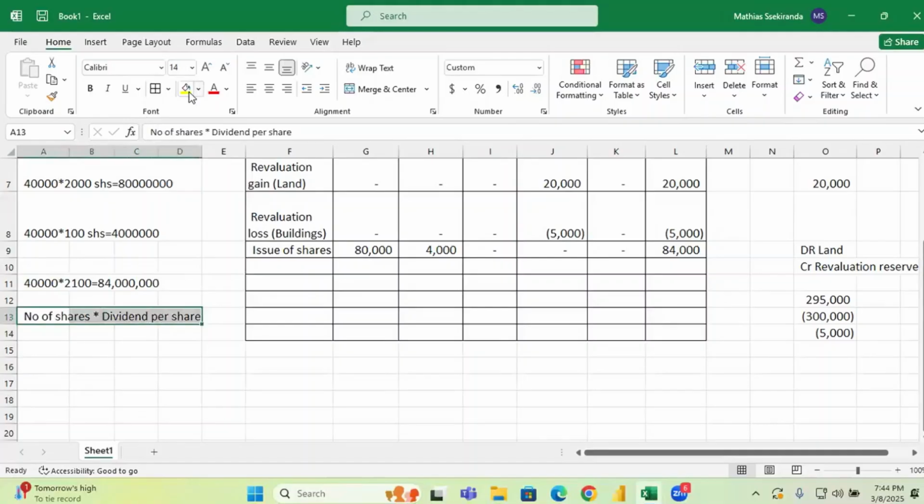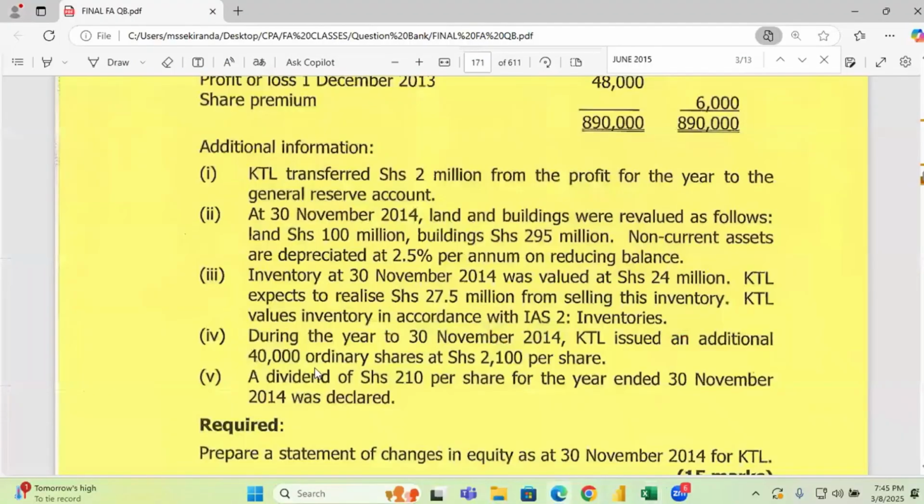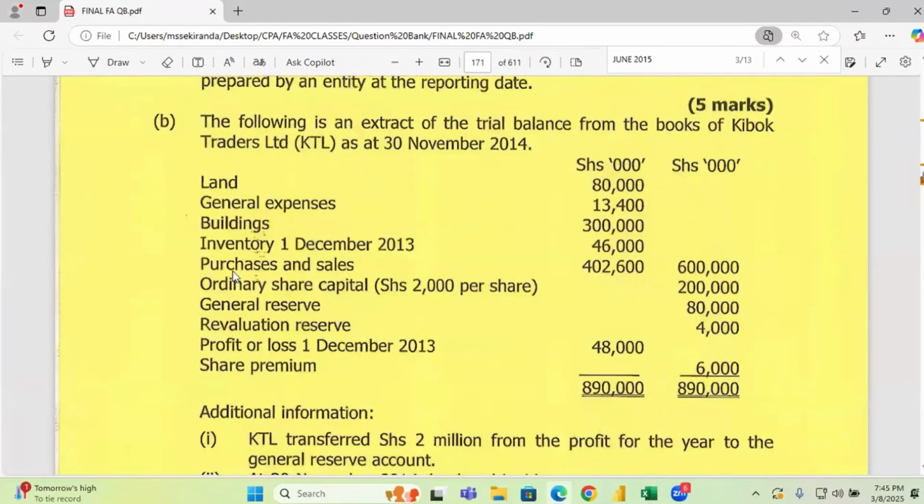Now, how many shares do we have? So we go back and see. We have the 40,000 shares that we have just issued in note number 4. Then how many other shares do we have? Here, they only gave us ordinary share capital of 200,000, and the nominal value is 2,000. But we can still go ahead and get the number of shares. How do you get it? By getting the 200,000 over 2,000.